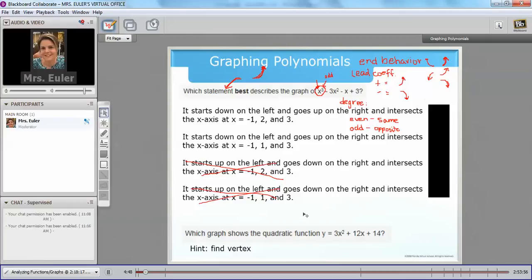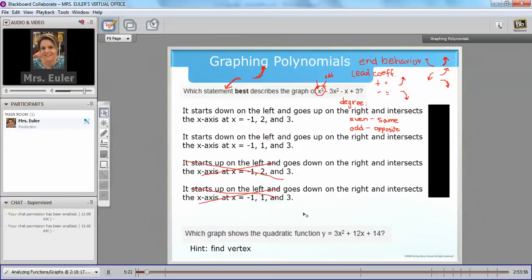The second part to this problem is telling us that the graph intersects the x-axis at these 3 points. And so when we compare these two answer choices, notice that they both have -1 as a possibility. They both have 3 as a possibility. So the only difference is when x equals 2 or x equals 1. And so those are the only things we need to focus on.